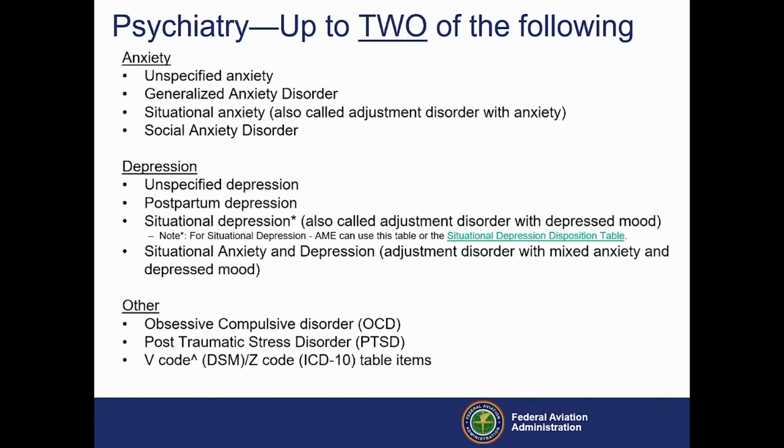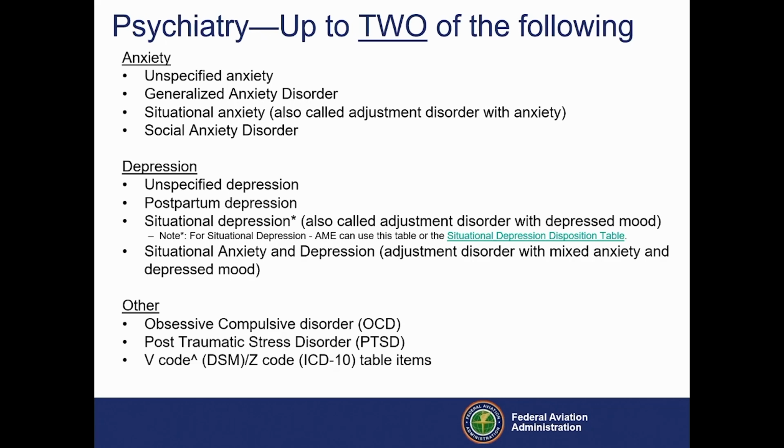So it can be up to 2 of any of these 11 conditions. As you can see, we kind of group them into 3 generic categories for purposes of this disposition table: anxiety, depression, and other. As you might see, we have situational anxiety added now as its own condition. We also have as its own condition situational anxiety and depression, or what's in the DSM named as adjustment disorder with mixed anxiety and depressed mood.